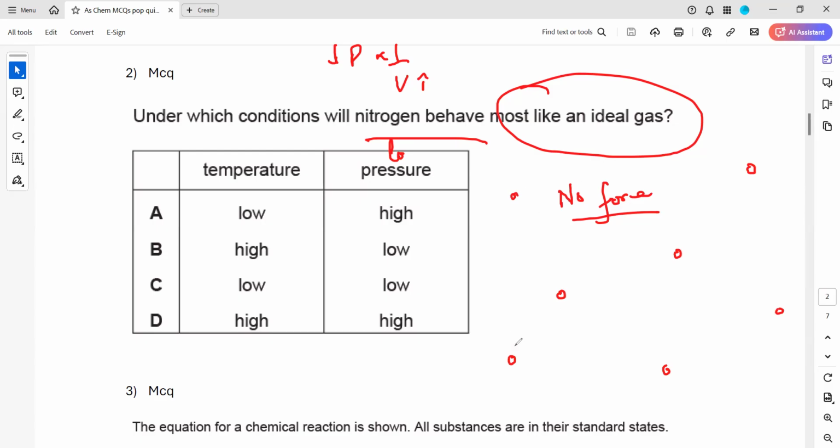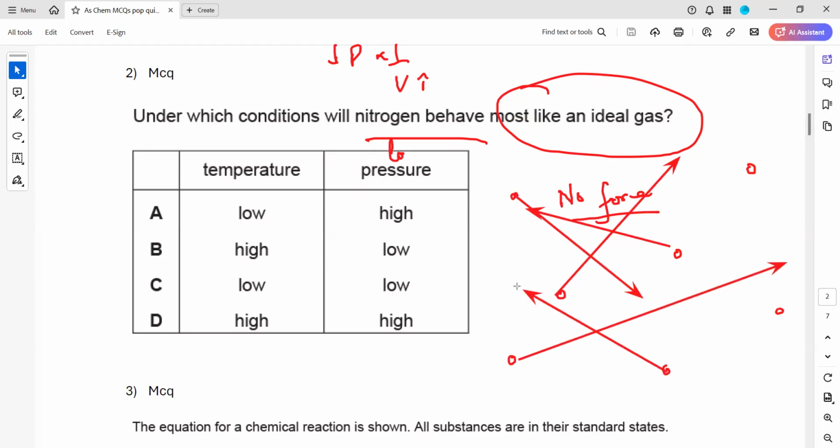And when the temperature is high, the molecules move fast, so they will not get time to interact with each other. Because at high temperature the kinetic energy increases, so the molecules move so fast that they don't interact with each other; they don't exert attractive or repulsive force on each other.